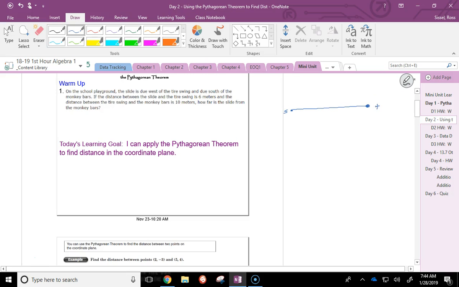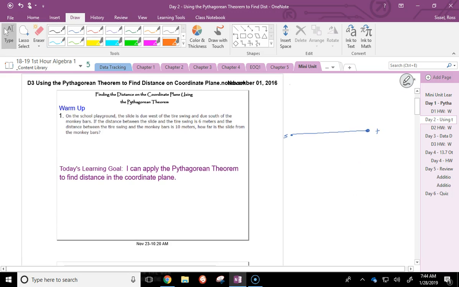And due south of the monkey bars. All right, so that means my monkey bars have to be up here. And when it tells me that it's due south, that means it's straight, which means this formed a 90-degree angle. Since it was due south and due west, those would meet to make a 90-degree angle. If the distance between the slide and the tire swing is 6 meters, and the distance between tire swing and monkey bars is 10 meters.